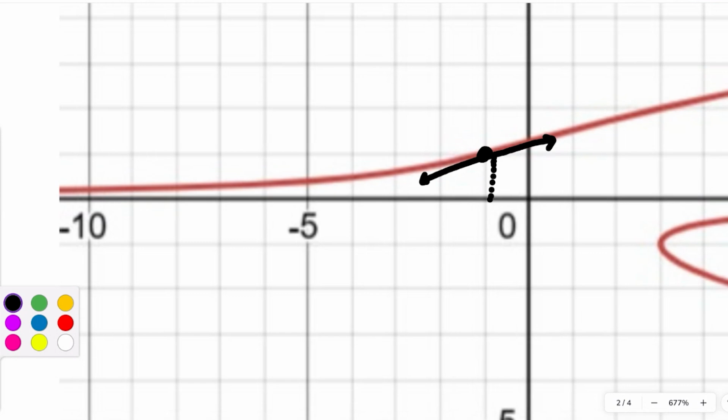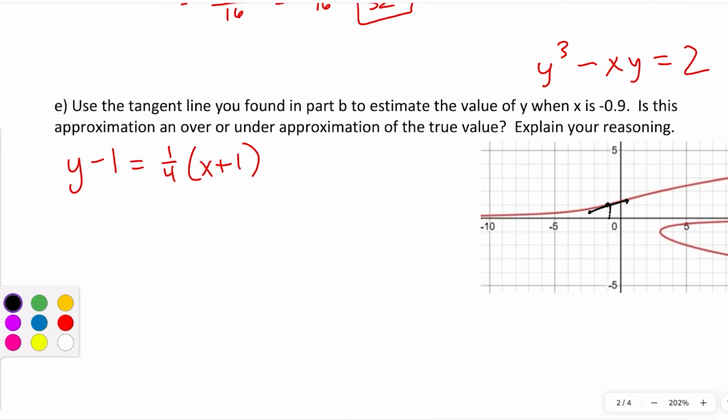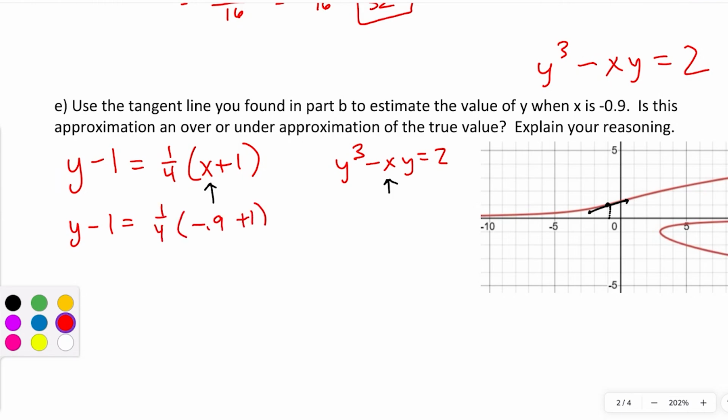So if we want to approximate the value of y when x is negative 0.9, it's a lot easier to plug in negative 0.9 here and solve for y than it is to plug in, let me write it right next to it, negative 0.9 here and solve for y. Now, I would challenge you to try to solve that algebraically with no calculator. It's not going to be easy. But that's okay. That's what these tangent lines are good for. They're good for approximations. So y minus 1 equals 1/4 times negative 0.9 plus 1. And this is going to be doable.